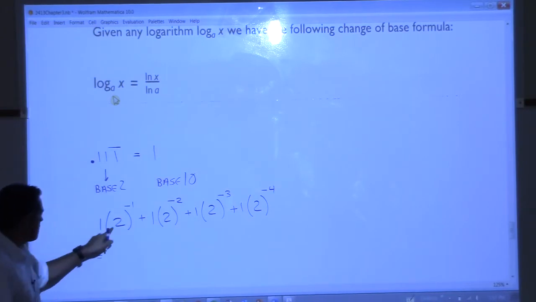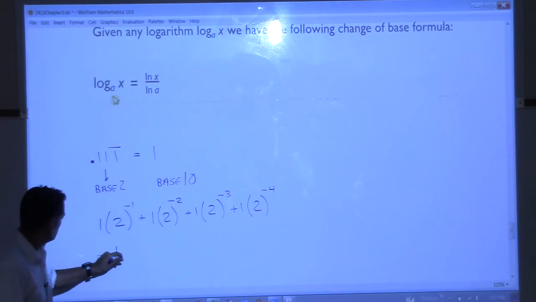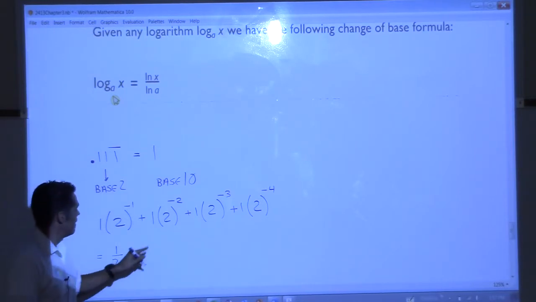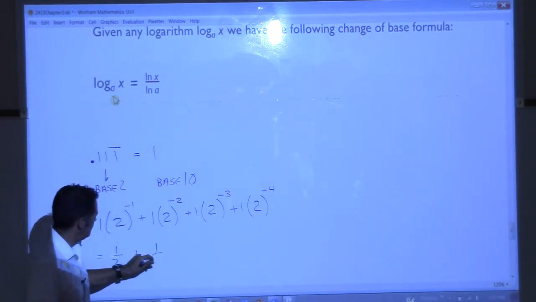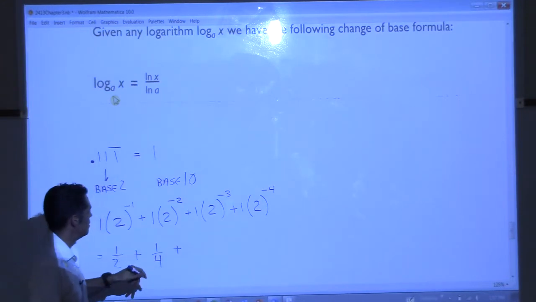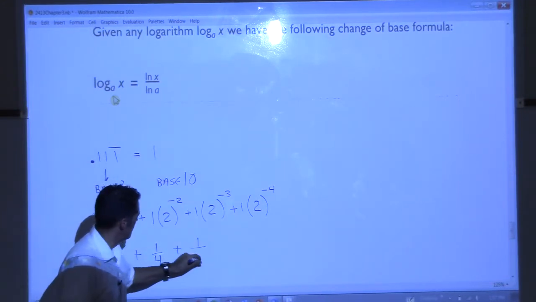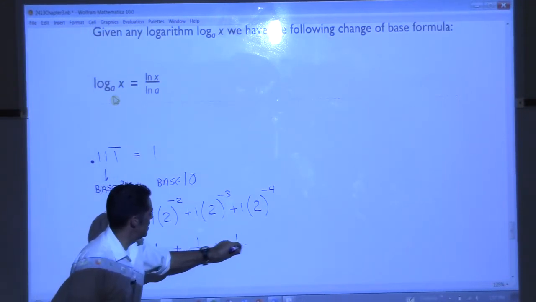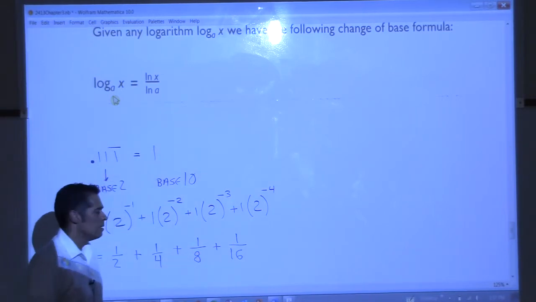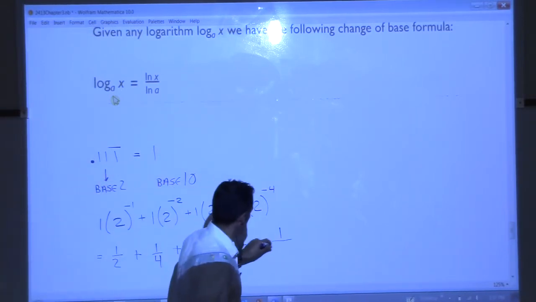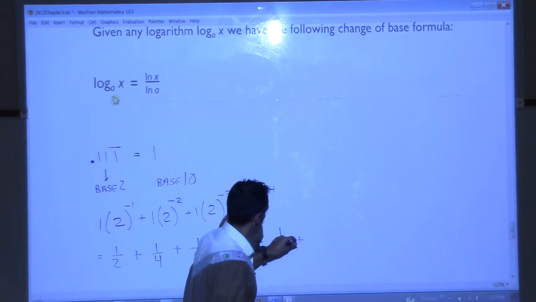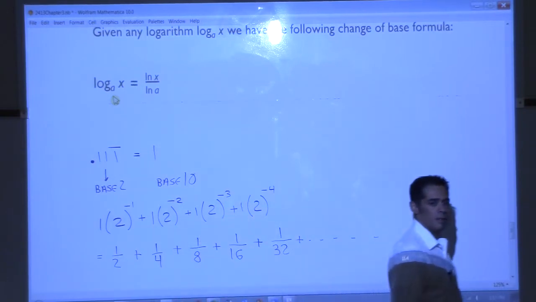This is 2 to the negative 1, which is really a half, plus 1/4, plus 1/8, plus 1/16, plus 1/32, right? Keeps going forever, right?